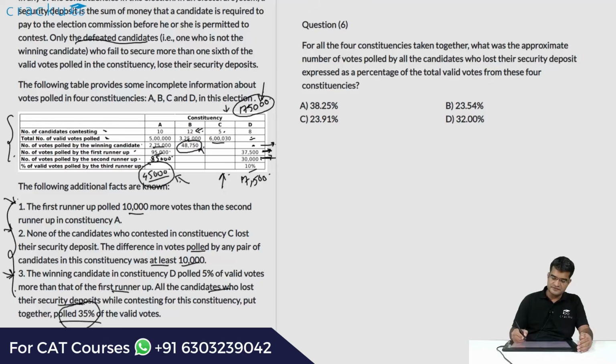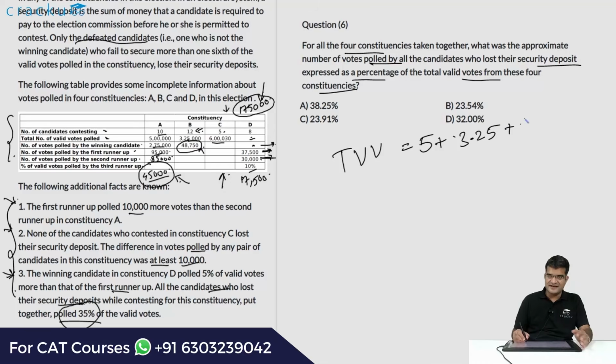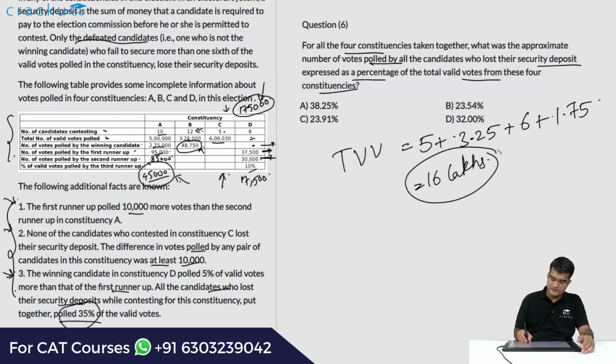Let us look at the last question. For all the 4 constituencies taken together, what is the approximate number of votes polled by all the candidates who lost their security deposit when it is expressed as a percentage of the total number of valid votes from these 4 constituencies? So if you are looking for the percentage, let us first calculate the total number of valid votes. This will equal 5 lakhs in constituency A plus 3.25 lakhs in constituency B plus 6 lakhs, we can ignore the 30 votes for now, in constituency C, and 1.75 lakhs in constituency D. This is equal to a total of 16 lakhs. This is the total number of valid votes that were polled.